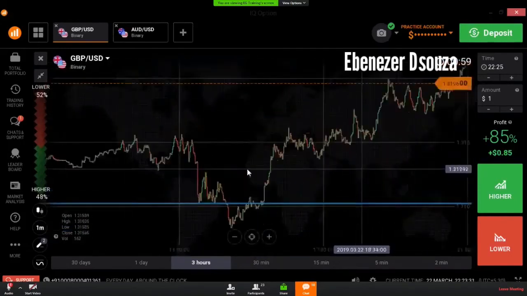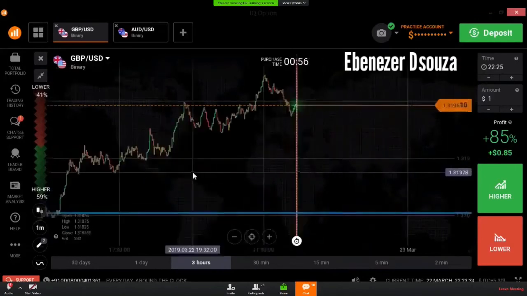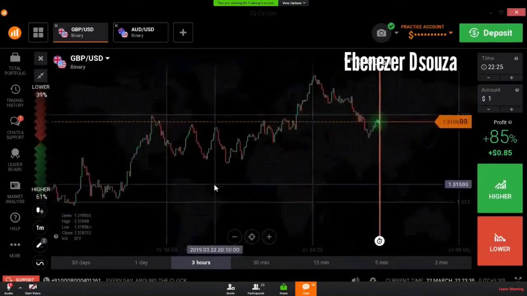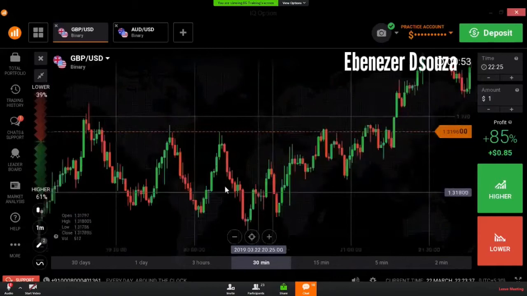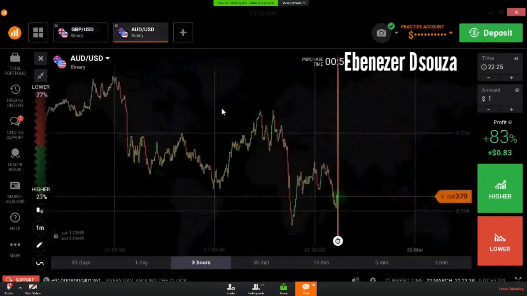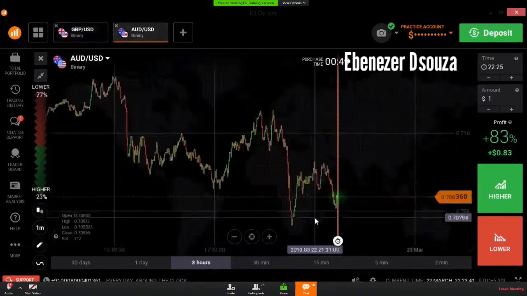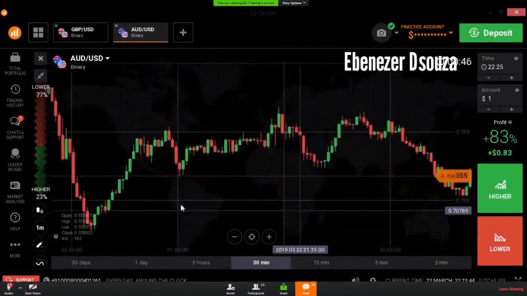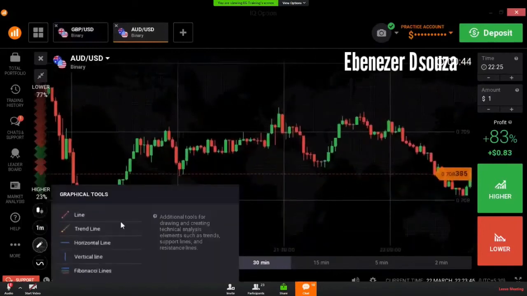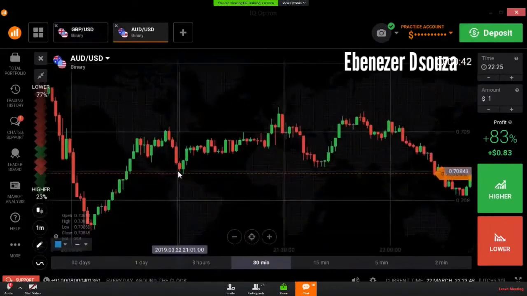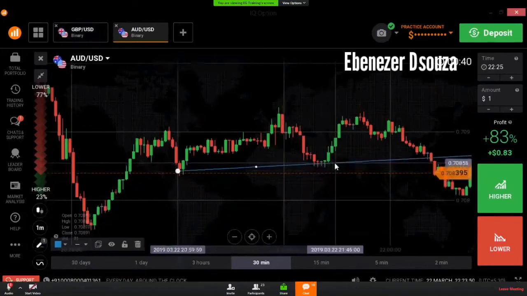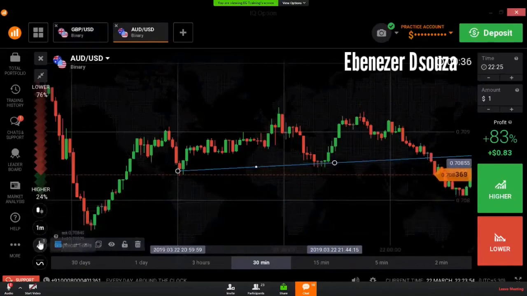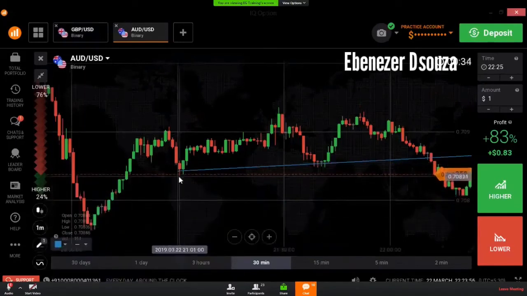Okay, to know the next buyers and sellers entry point, always draw a trend line. If you draw a trend line, you will get the next buyers and sellers entry point. And you need a confirmation candle from buyers and sellers to place your trades.